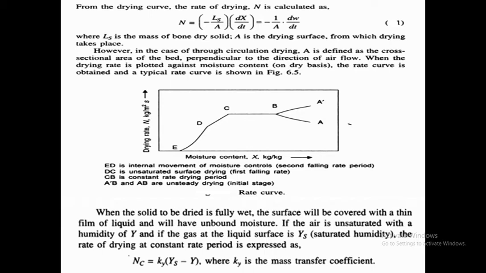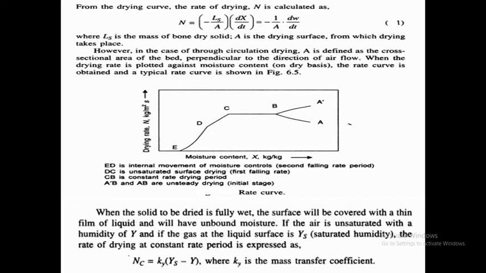If the air is unsaturated, already I said unsaturation is nothing but air that contains less water vapor than possible, with a humidity of capital Y. And the gas at the liquid surface is in saturated condition. Saturation means any gas vapor combination. So take the saturated humidity, capital Ys. The rate of drying at a constant rate period is expressed as, so rate of drying at a constant rate period, capital Nc.